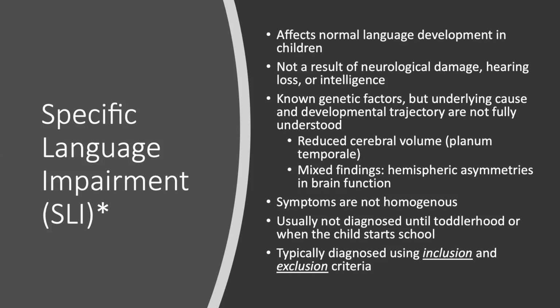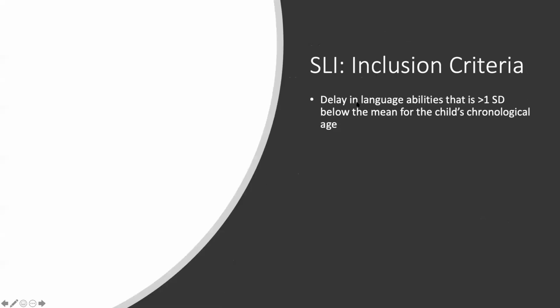Typically, to diagnose it, clinicians will use what's known as inclusion and exclusion criteria. Let's look at the inclusion criteria. The first is that there has to be a delay in the language abilities that is greater than one standard deviation, that's the SD, below the mean for the child's chronological age. Let's unpack that a little bit.